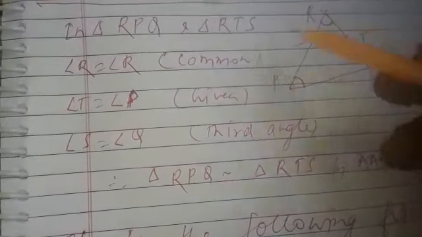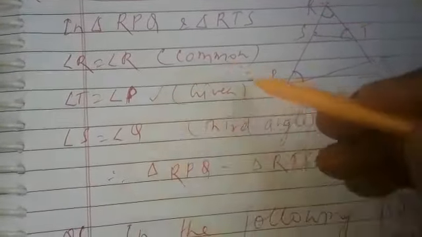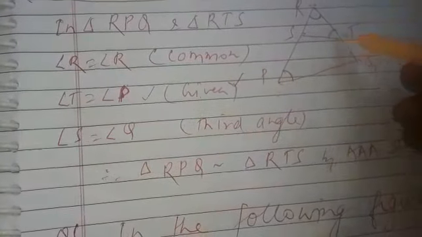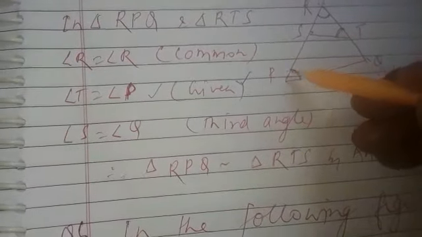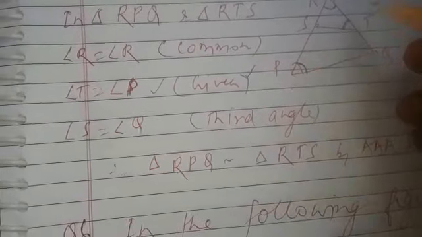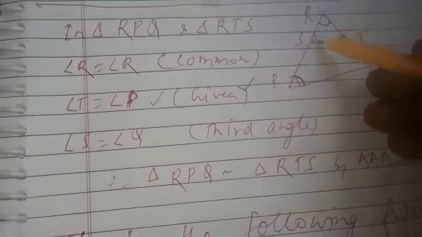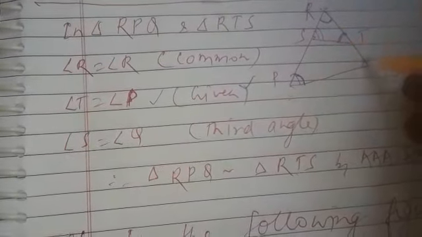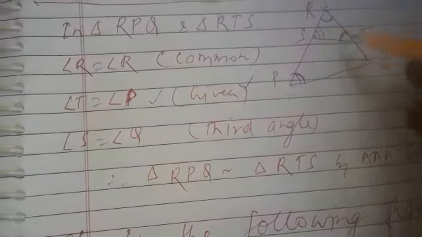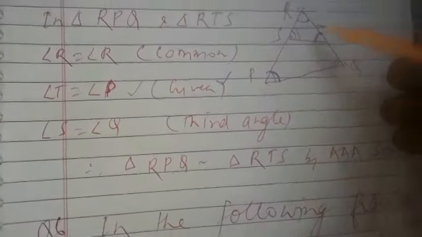And it was given to us that angle T is equal to angle P. This angle T is equal to angle P. It was given to us. Now what do we observe? That angle S is equal to angle Q, because these are the third angles of the triangles.